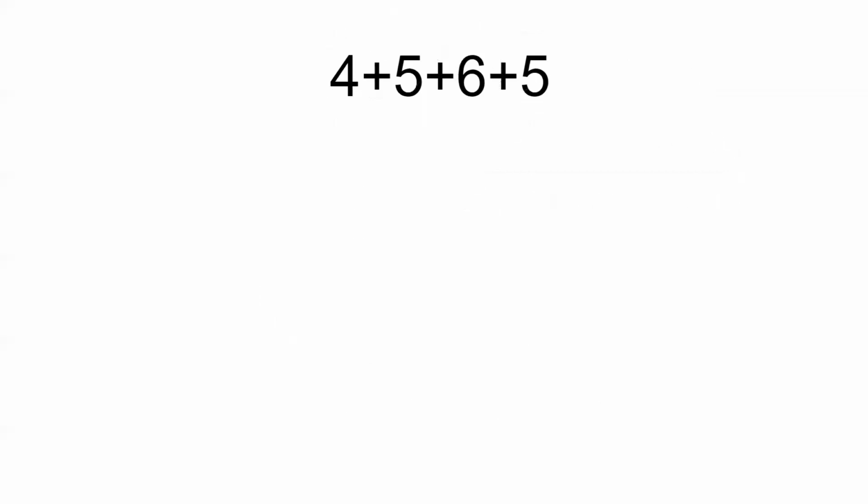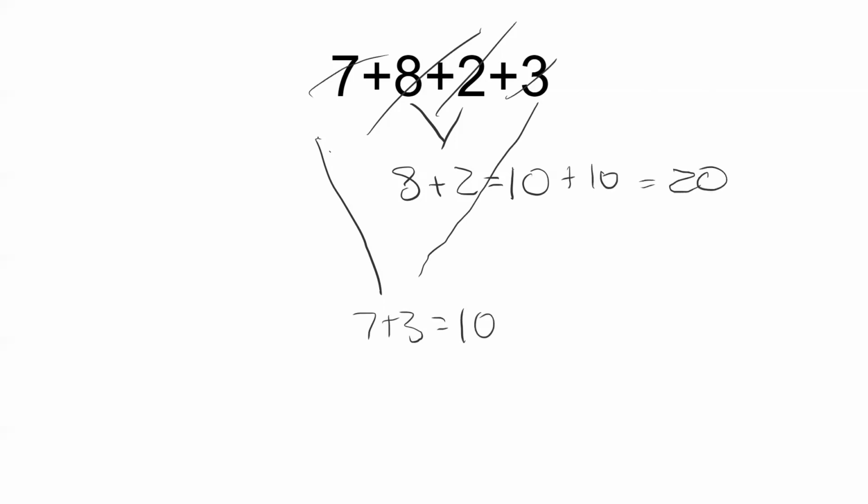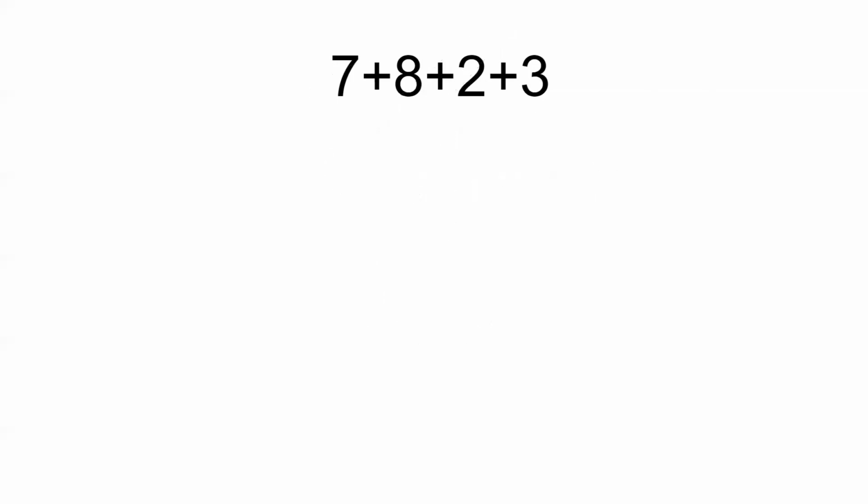Either way works. So for this next problem, 7 plus 8 plus 2 plus 3. For this problem, we're going to try and find our tens. First 10 that I see is 8 plus 2. 8 plus 2 equals 10. So I can cross out my 8 and 2, and I'm left with this 7 and a 3. But wait, 7 and 3 can make a 10. So if I just say 7 plus 3 equals 10, I can just do 10 plus 10 equals 20, and I don't have to go to the whole next part of the equation. I can just make both 10s there in the first step. So we get 20 for this one.